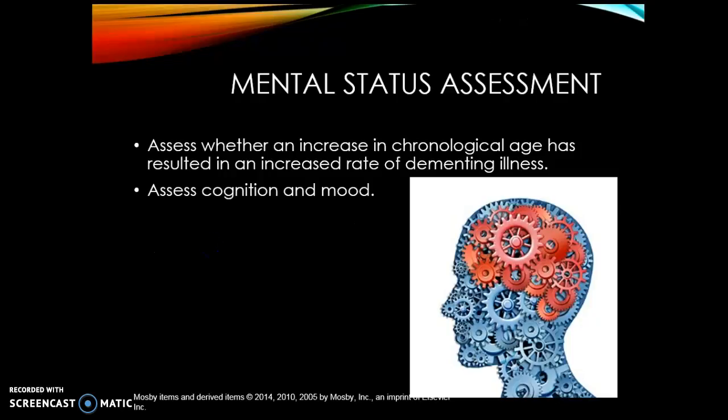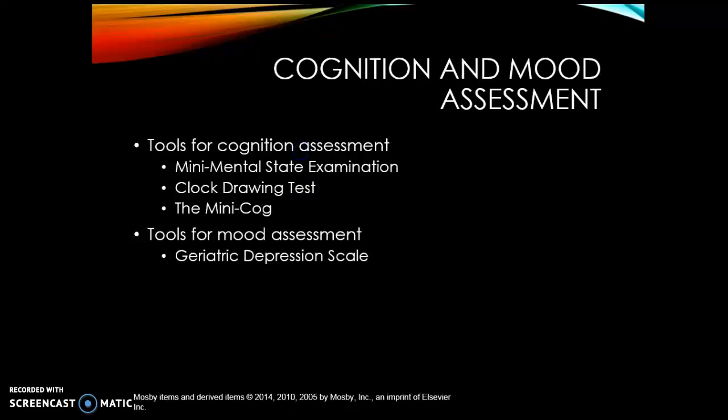Mental status assessment, we assess whether an increase in chronological age has resulted in an increased rate of dementing illness. Assessing cognition and mood. So this is something that we actually have already talked about some. We want to see where their cognitive status is, the baseline, and get a background history on that. So tools for cognition and assessment, we're going to go through these. I'm just going to go right to the next slide.